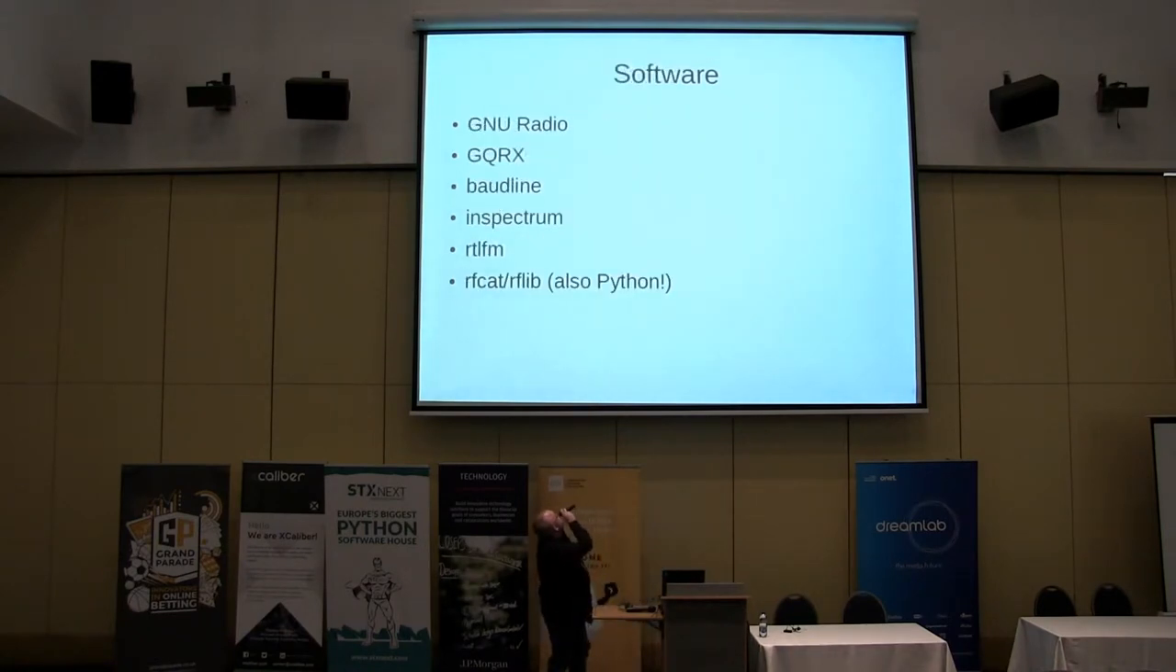Okay, software. There's many to choose from. We have GNU Radio, which I'm going to show you. We have GQRX, which has a nicer interface if you want to just listen to normal analog radio. We have Baudline, which is nice if you want to analyze signals. Inspectrum, the same. RTL-FM also has some interesting features, but it's quite specific. I mean, it can demodulate FM, AM, you know, the basic stuff.